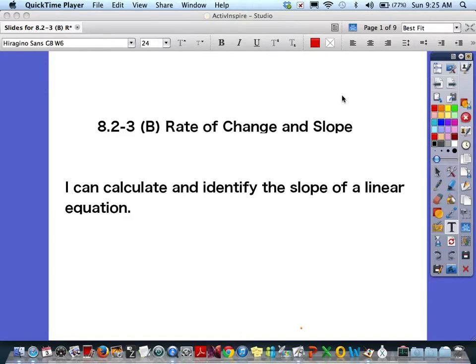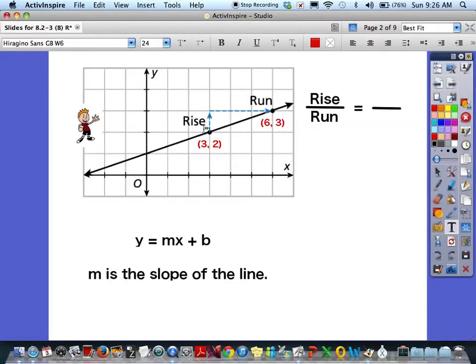So video B for rate of change and slope, and I can calculate and identify the slope of a linear equation. The slope of a linear equation is that equation's rate of change. Because we're dealing with straight lines, the rate of change and slope are synonymous in this sort of situation. In other words, the rate of change of this line here is that line's slope.